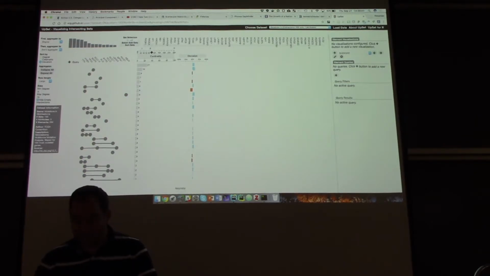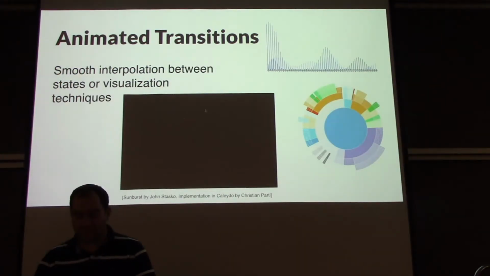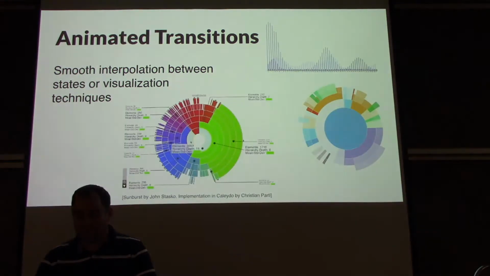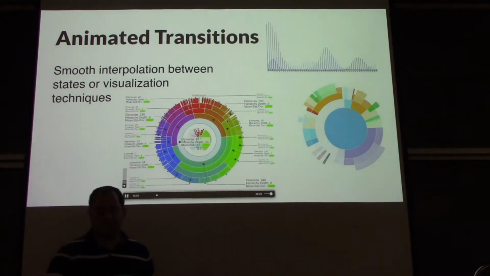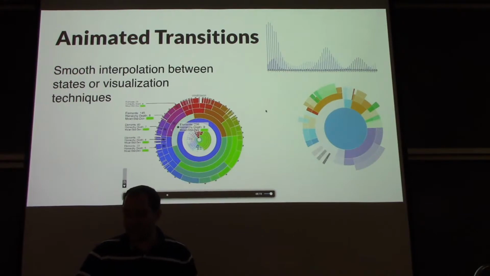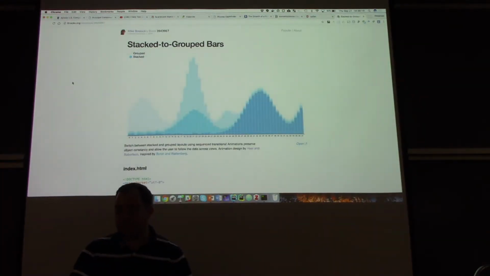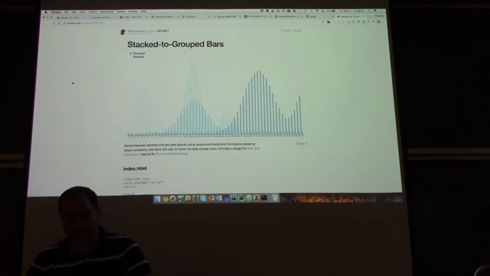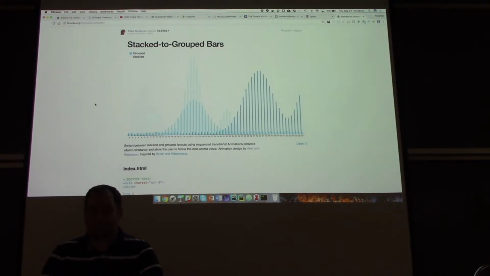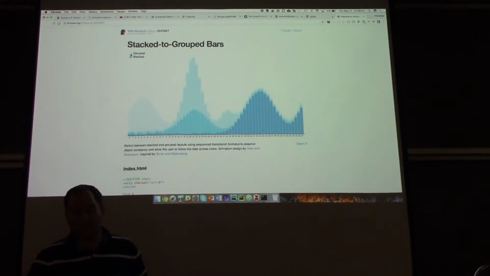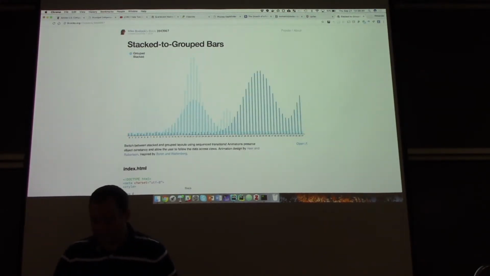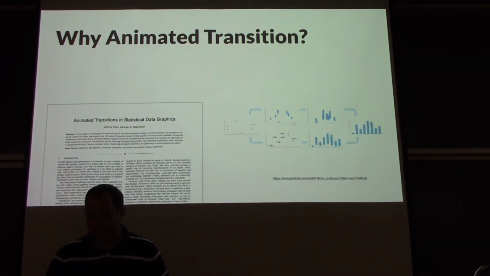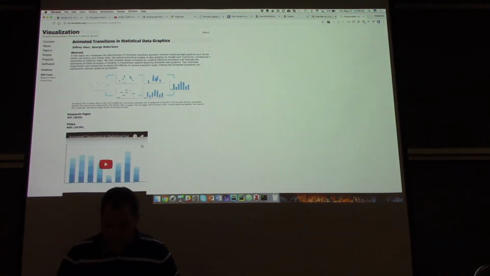And so people have actually studied conditions under which transitions make sense. We've seen this a lot in D3. We've talked about transitions. Here's a nice example of a sunburst visualization technique, and here is the transition between stacked and grouped bars in D3. The point of these transitions is essentially that people can keep track of what is going on, right? But there are limits to that. And these limits have been studied, and this video briefly introduces this.